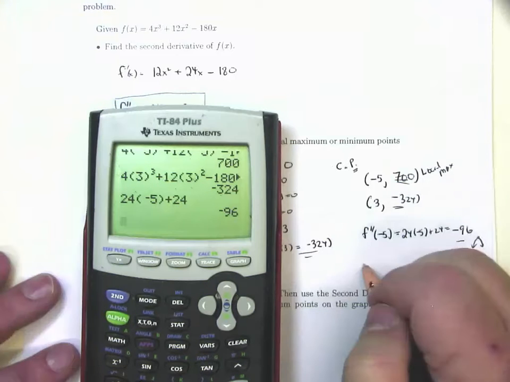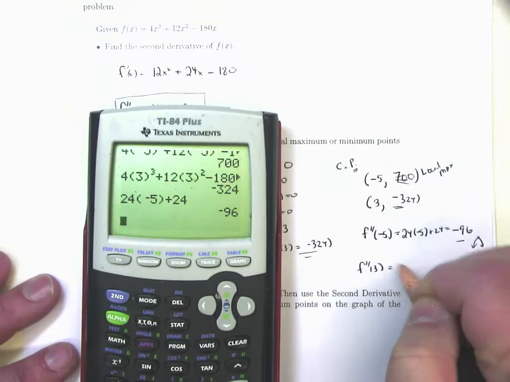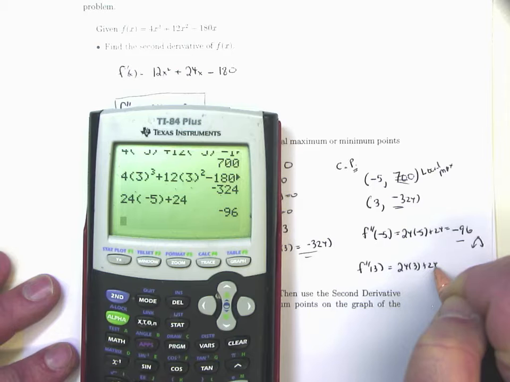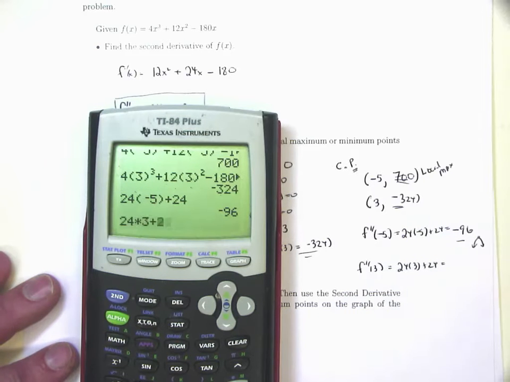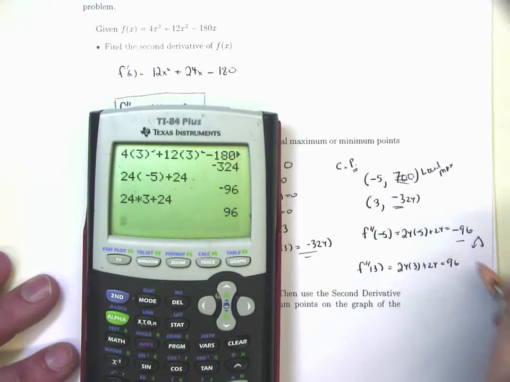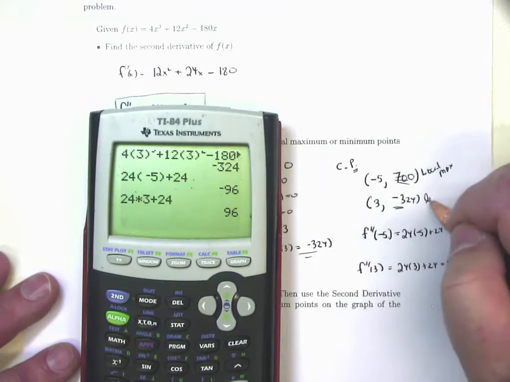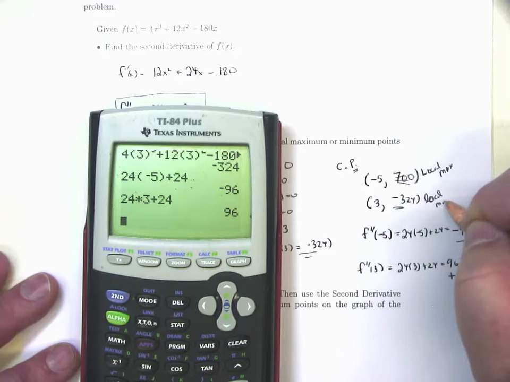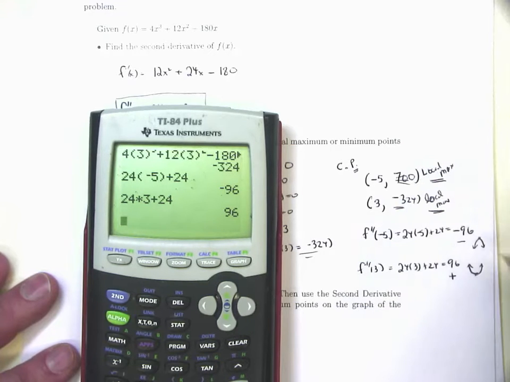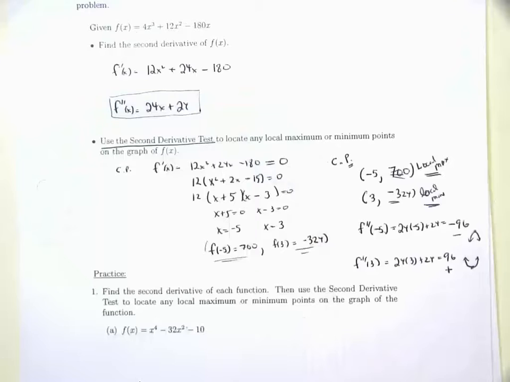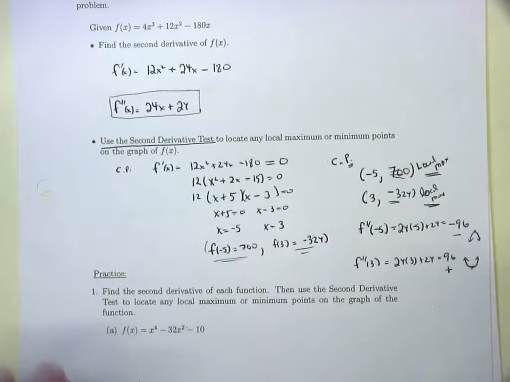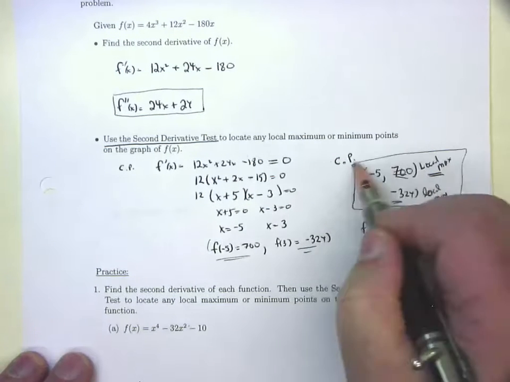And the other one, f double prime of 3, that'll be 24 times 3 plus 24, which is a positive 96. I don't care what the number is, it's positive. That means I'm concave up, which puts my critical point at the bottom. This is going to be a local minimum. That is identifying using the second derivative test. Does that make sense? And I didn't have to use number lines on that. Any questions on that? This is the answer, and this is the work involved.